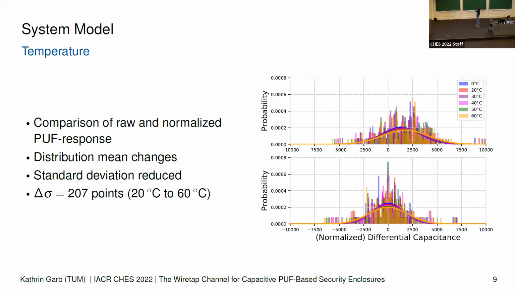However, it doesn't narrow it down completely, because between the distribution at 20 degrees and the distribution at 60 degrees, you will still have a difference in the standard deviation of 207 points.